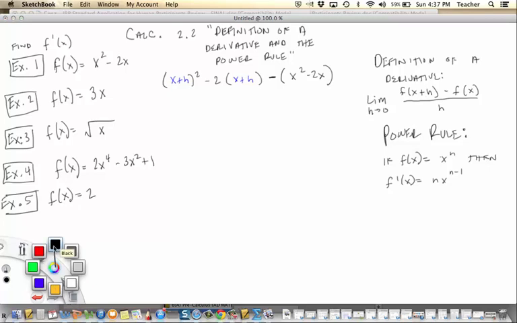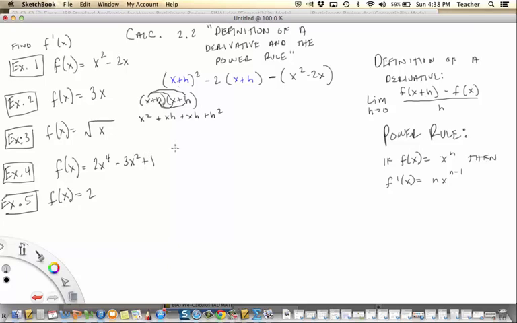Okay, so now that you see a visualization here, we're going to take x plus h squared. So that would be x plus h times x plus h, which would be x times x, which is x squared, x times h, which would be xh, plus h times x, which would be another xh, and then h times h, which is h squared. All right, and I'm going to simplify that to x squared plus 2xh plus h squared.